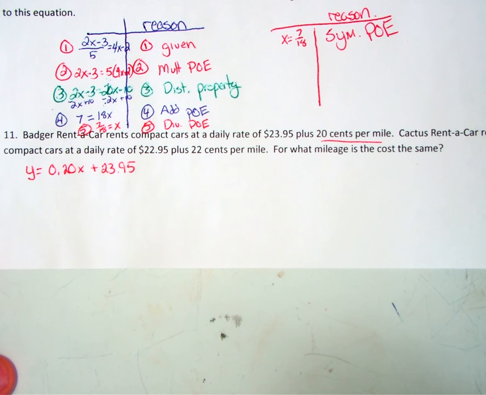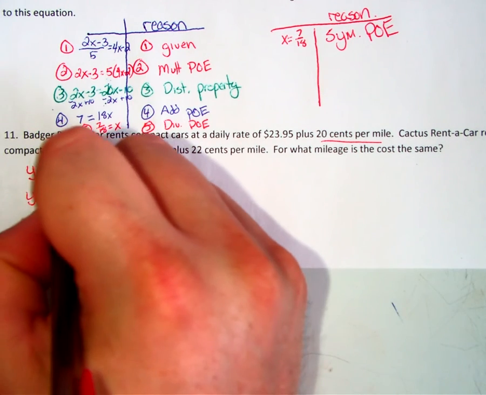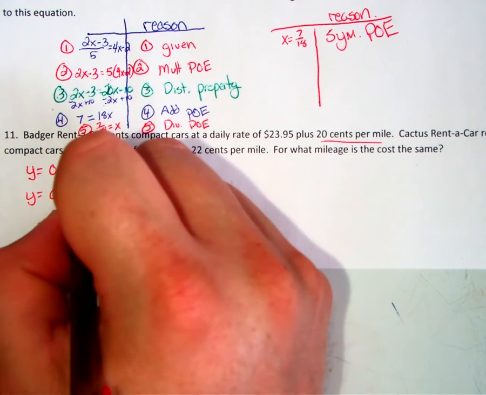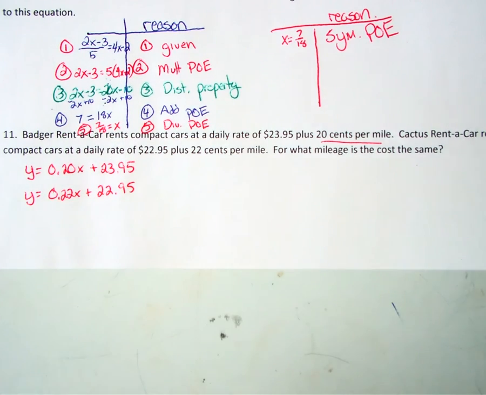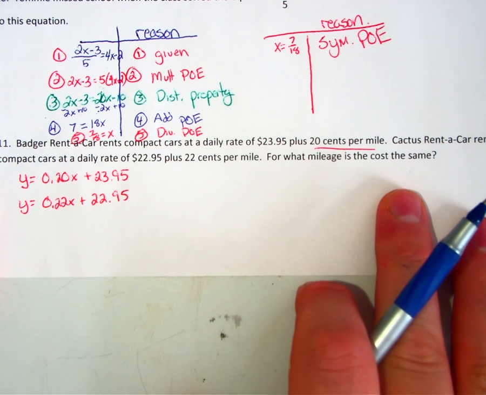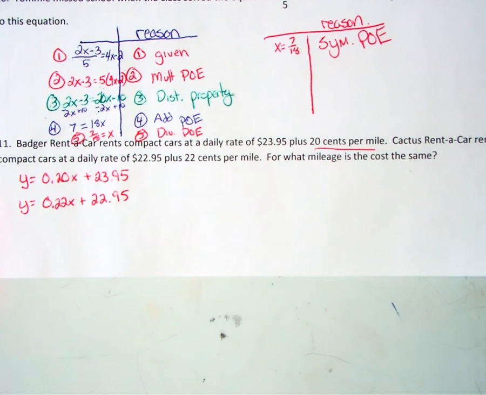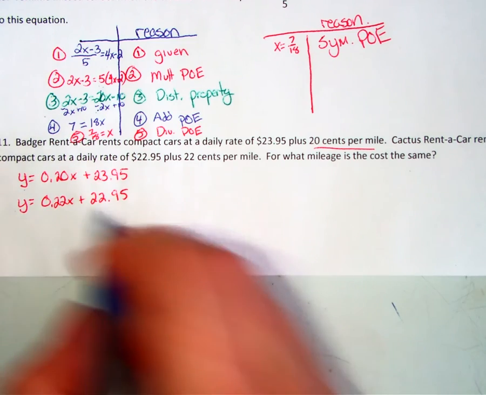Cactus Rent-A-Car rents compact cars at a daily rate of $22.95 plus 22 cents per mile. So our second rental company, 0.22 per mile plus $22.95. At what mileage is the cost the same? Now you've got a couple of different options for solving this. You could certainly put them in a standard form and use elimination. I like to use substitution on these type of problems because notice we have isolated the y in both equations.